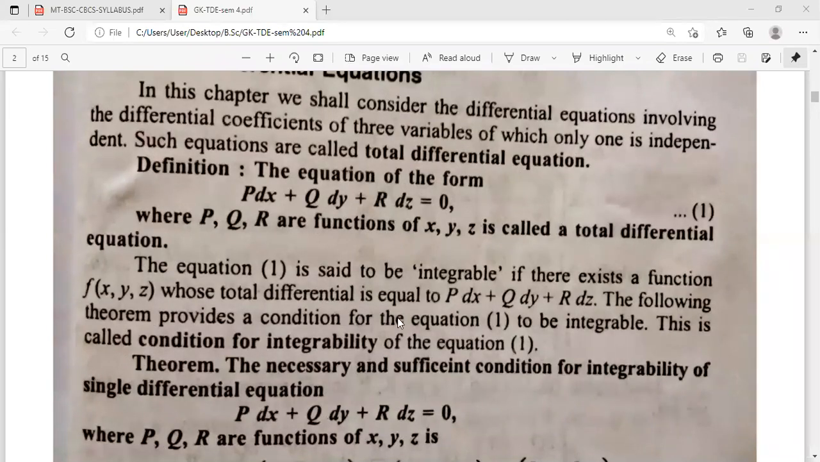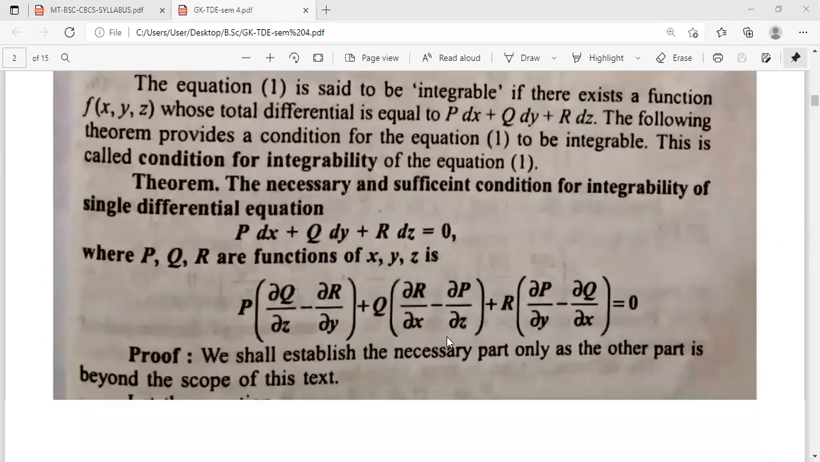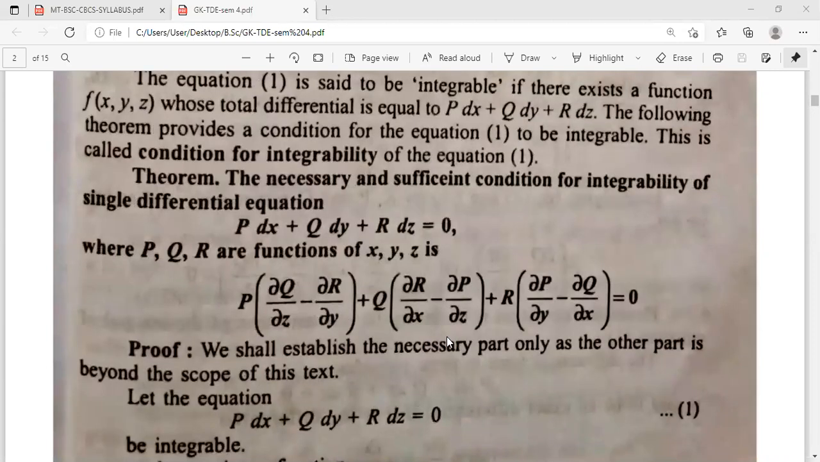The necessary and sufficient condition for integrability of a single differential equation P dx plus Q dy plus R dz equal to 0, where P, Q, R are functions of x, y, z, is P into (∂Q/∂z minus ∂R/∂y) plus Q into (∂R/∂x minus ∂P/∂z) plus R into (∂P/∂y minus ∂Q/∂x) equal to 0. You are getting this here.